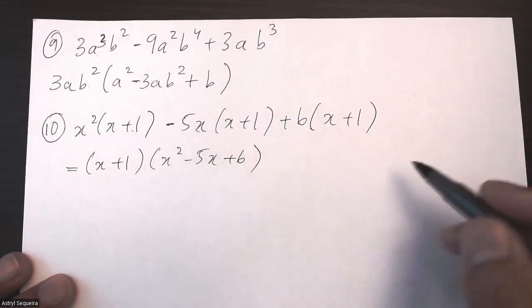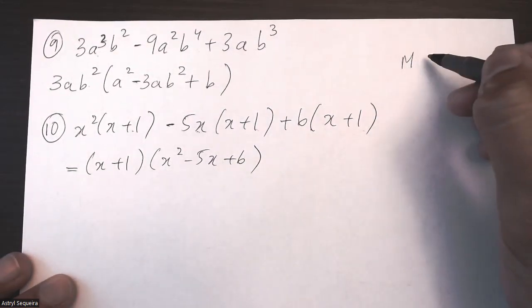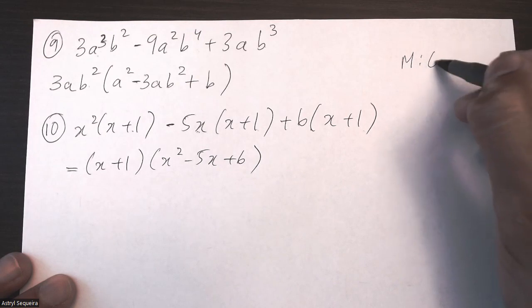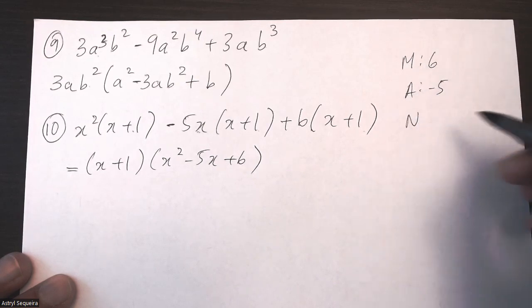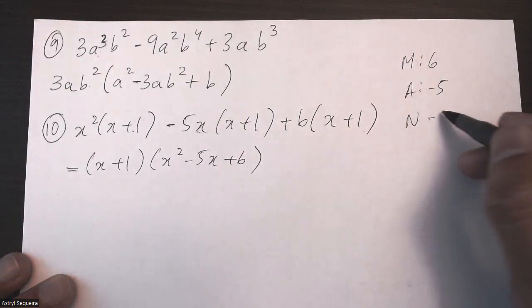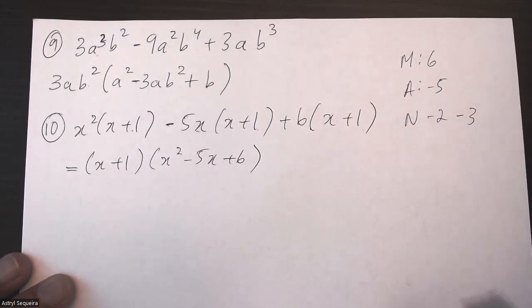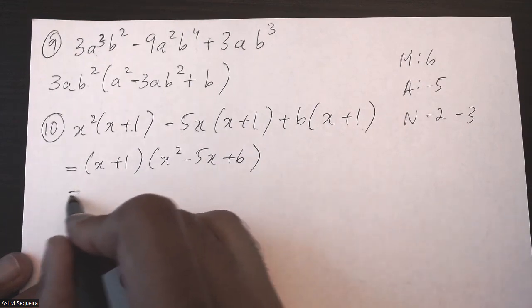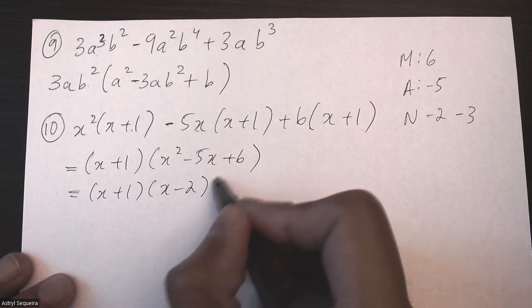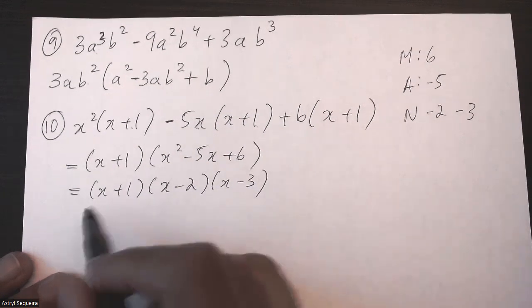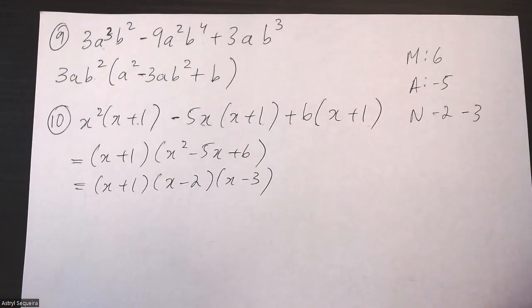Now we can factor this with our man method. So what multiplies to 6 and adds to -5? My two numbers will be -2 and -3. It's a simple trinomial, so I can just write my solution instantly. It's just x minus 2, x minus 3, and this is my final solution.